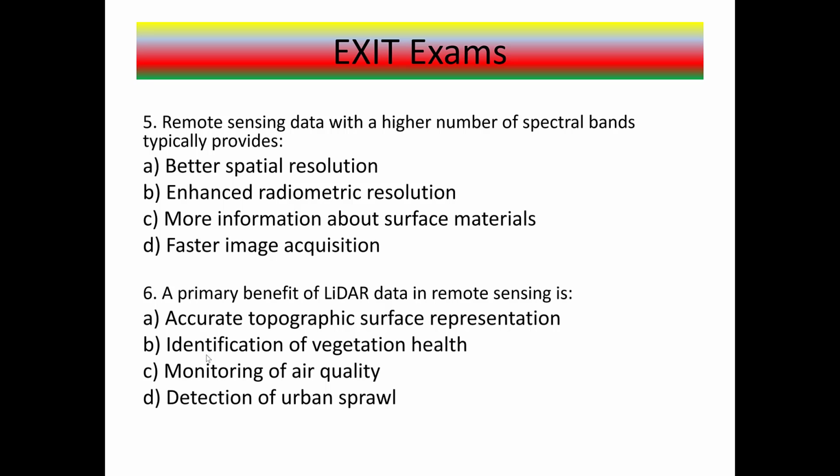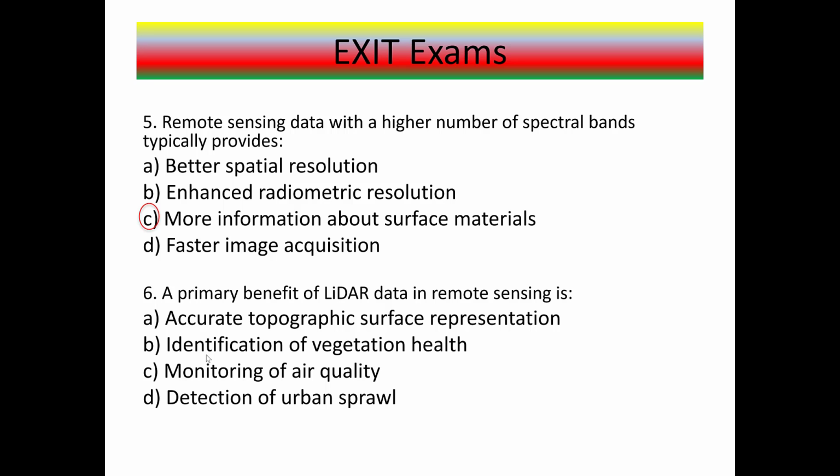Question number five. Remote sensing data with a higher number of spectral bands typically provides A, better spatial resolution, B, enhanced radiometric resolution, C, more information about surface materials, D, faster image acquisition. So the answer is more information about surface materials.